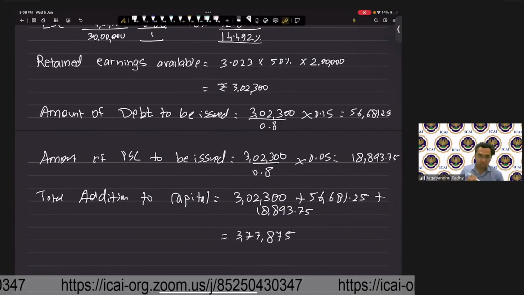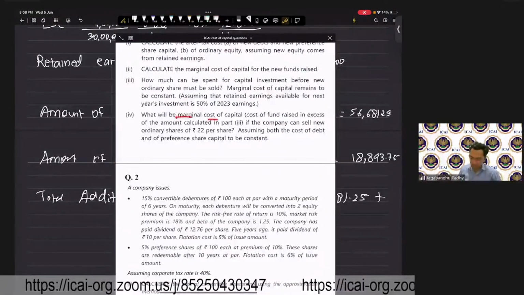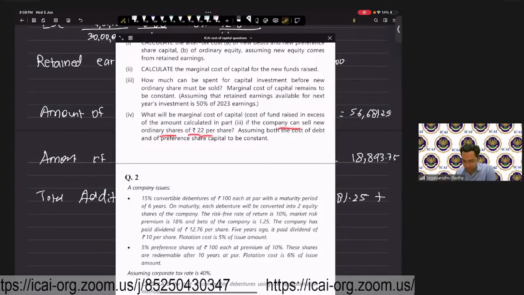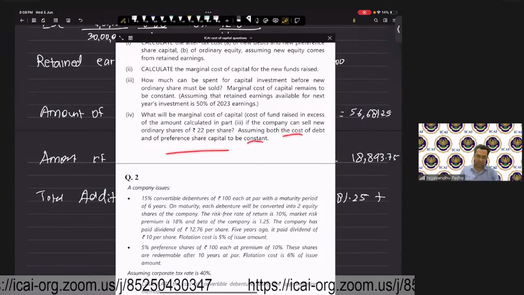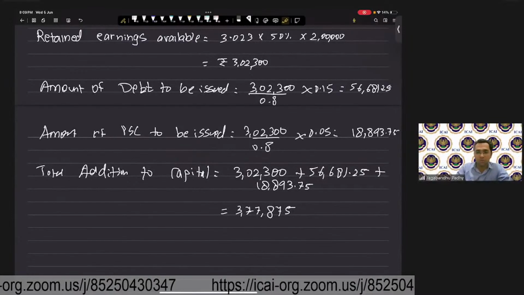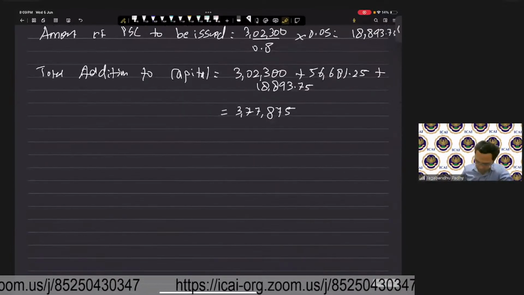Okay, let's go for the next question. What will be the marginal cost of capital if the company can sell new ordinary shares at 22 per share, assuming both cost of debt and preference shares are going to remain constant? Of course, if the share price is changing, the cost of equity is also going to change. So we need to get the revised cost of equity.